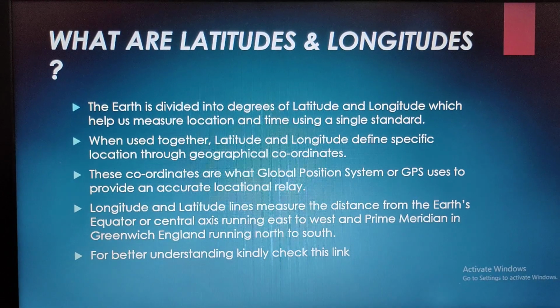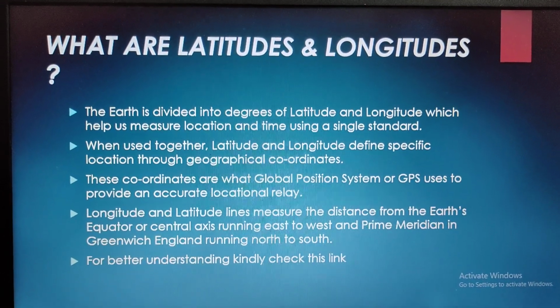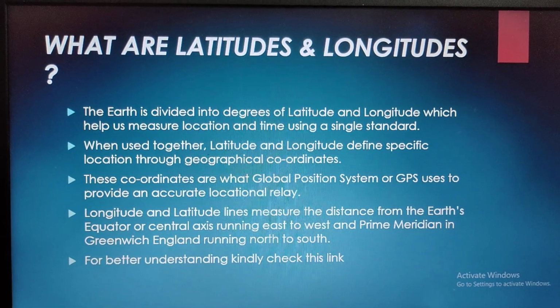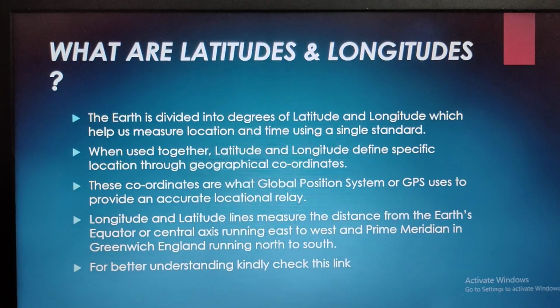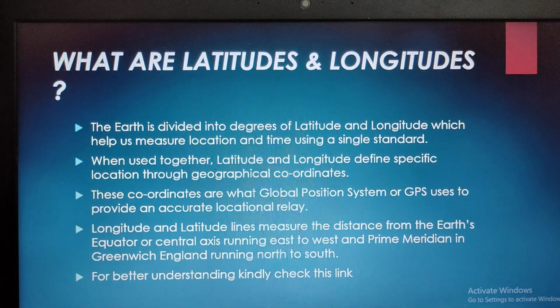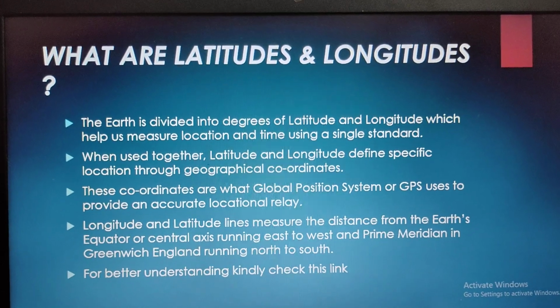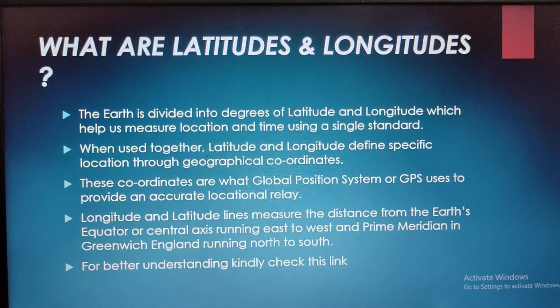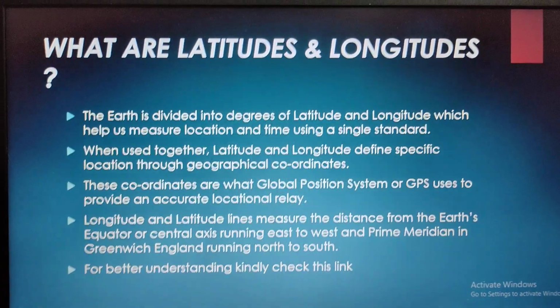Longitude and latitude lines measure the distance from the Earth's equator or central axis running east to west and prime meridian in Greenwich, England running north to south. So it's clear, your latitudes run east to west and your prime meridian north to south. For better understanding, we'll check.